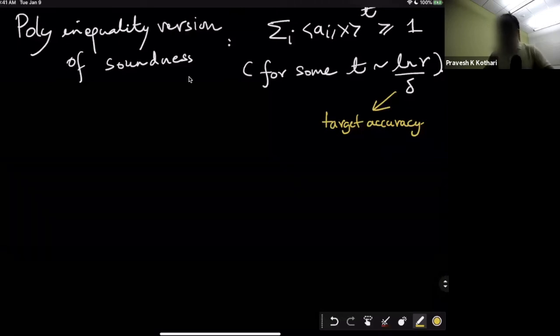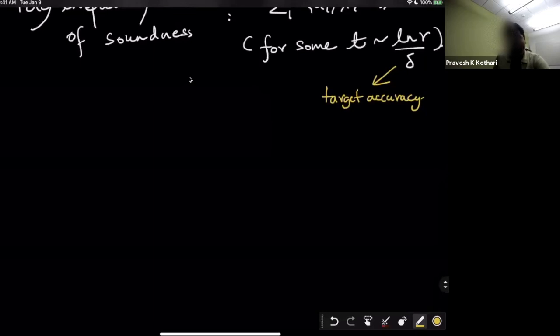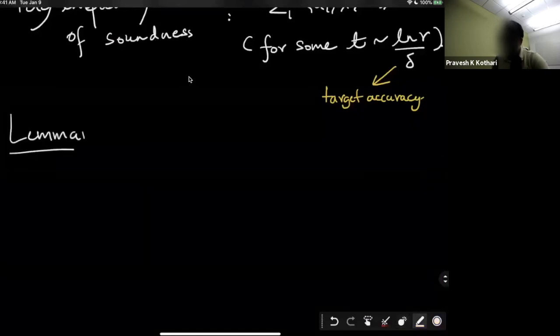Let's do that. So actually, let's do step one of that. This step one, I remember Jeff suggested before we arrived at this particular version of soundness. So let's write down a lemma. The lemma says that the inequality constraints in my checks.